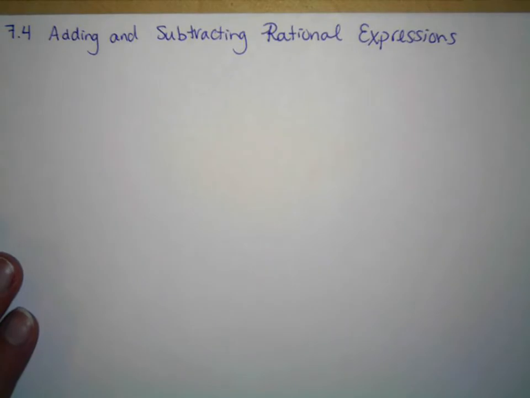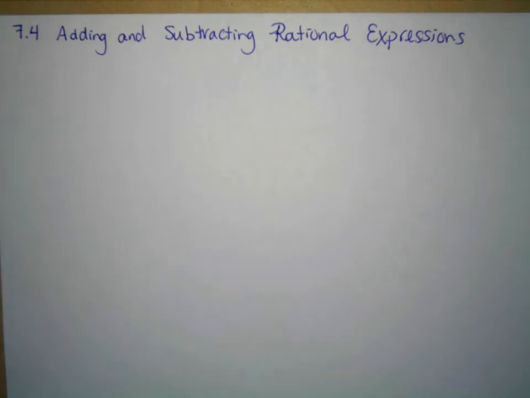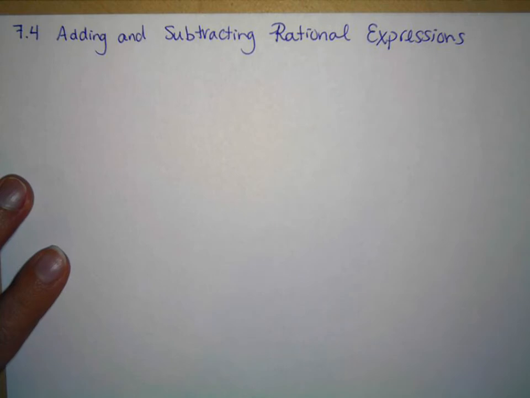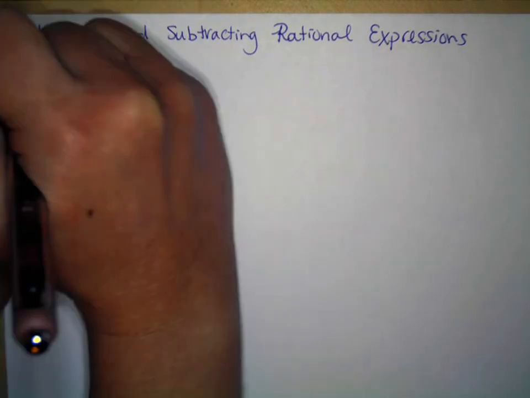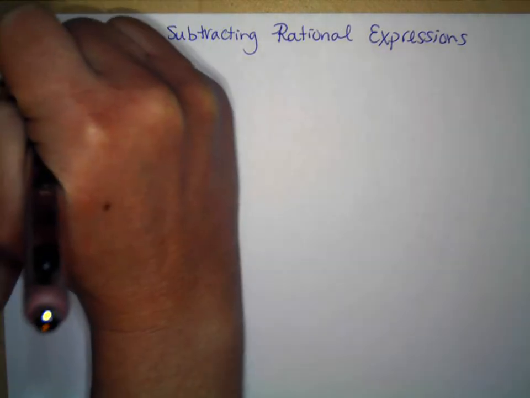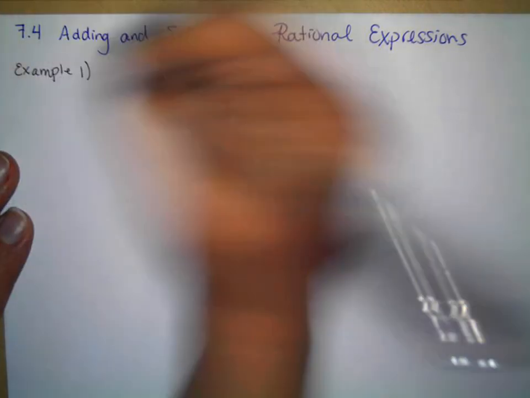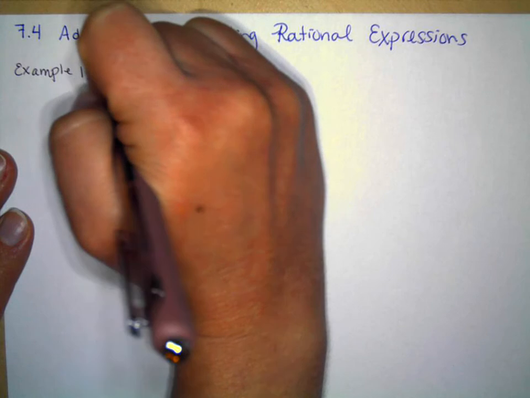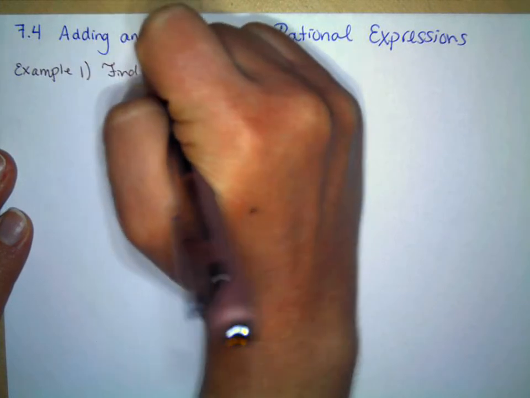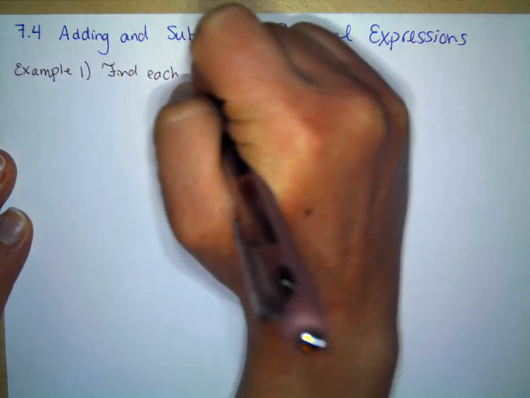Hello. Today we're going to go to section 7.4, working on adding and subtracting rational expressions. And for our first example, we're going to find each sum or difference.